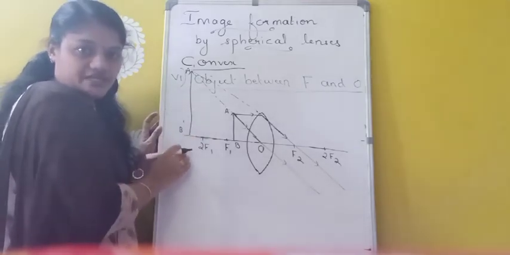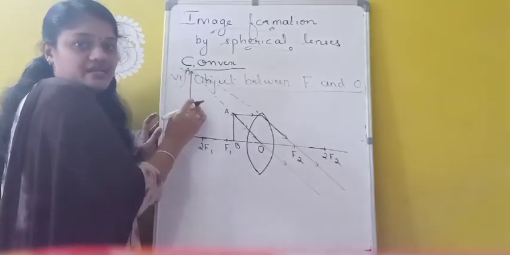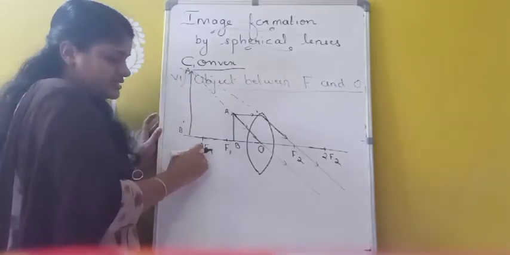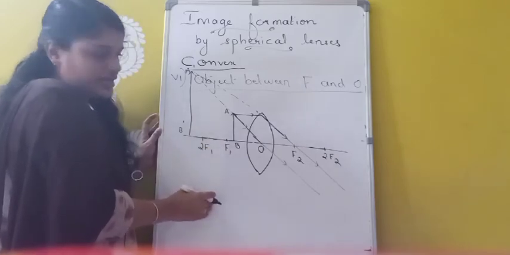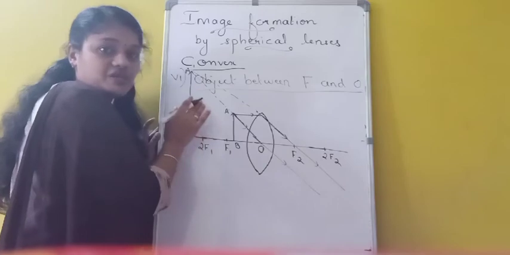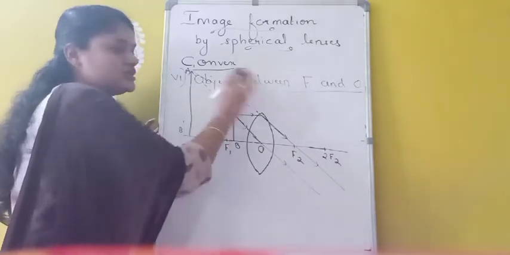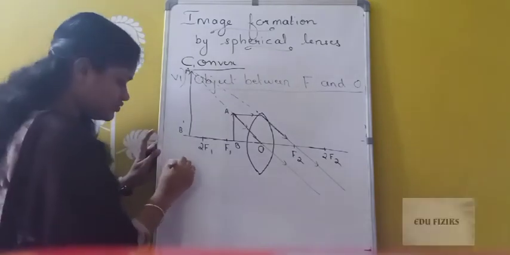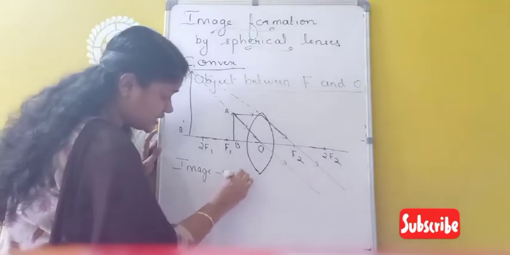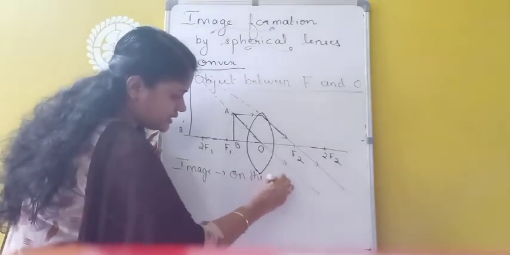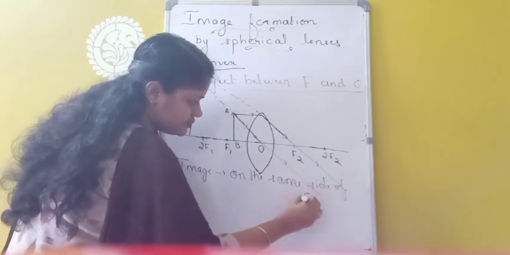So whenever we are getting an image above the principal axis, that may be a virtual and erect image. And whenever we are getting the image below the principal axis, it may be a real inverted image. Okay. So only in this condition we are getting a virtual erect image in case of which one? Convex lens. So the image is formed on the same side of the object.